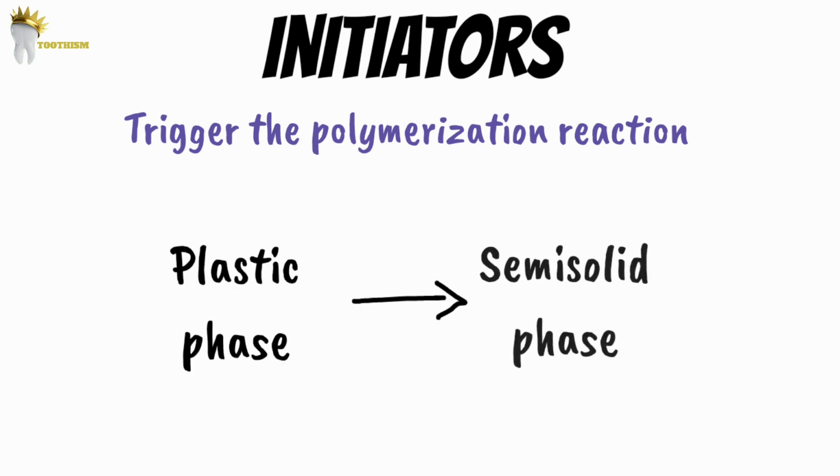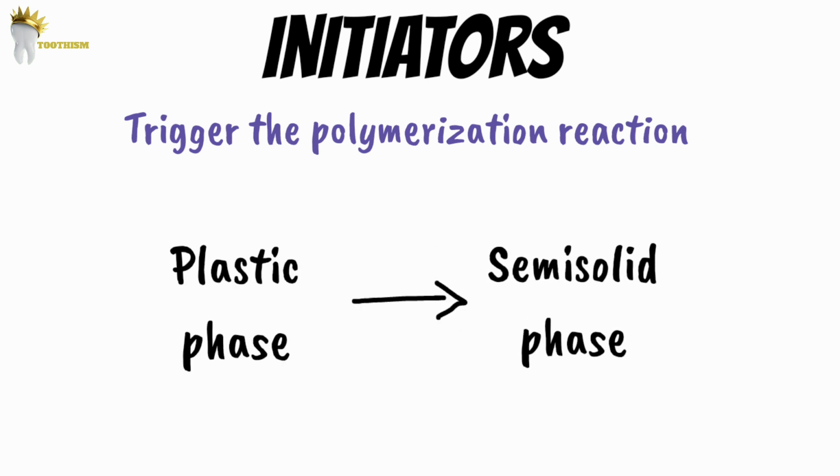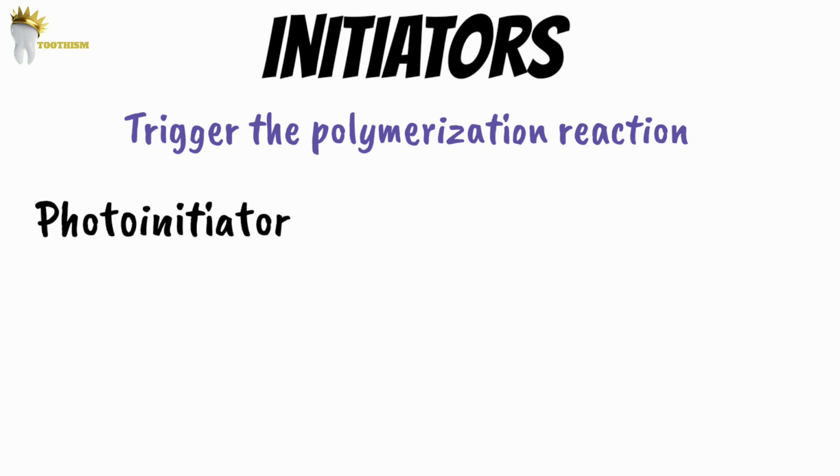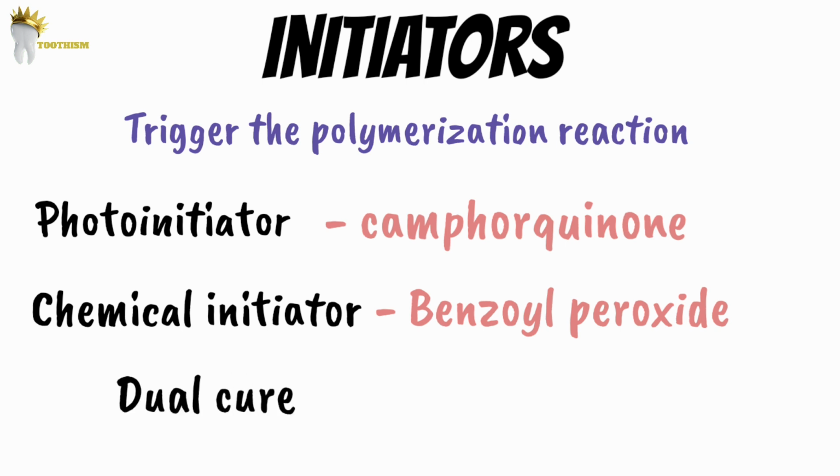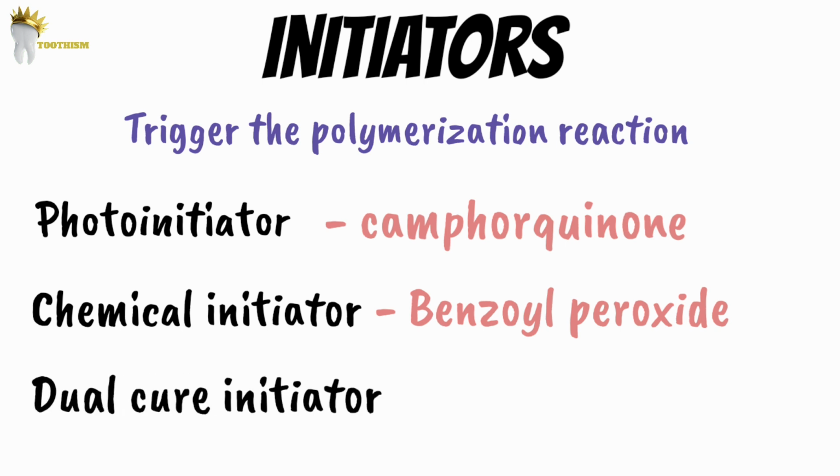Polymerization basically means the resin-based composite goes from a plastic phase to a semi-solid phase. It can be initiated either through a photoinitiator system consisting of a photosensitizer, for example, camphroquinone, through a self-cure system that includes a chemical initiator, for example, benzoyl peroxide, or through a dual cure initiator system.